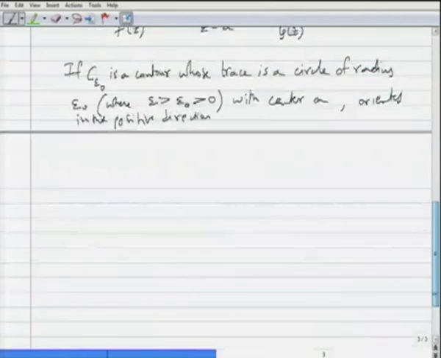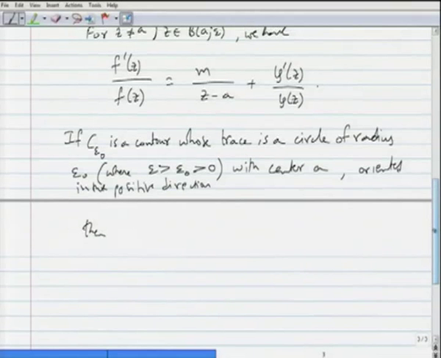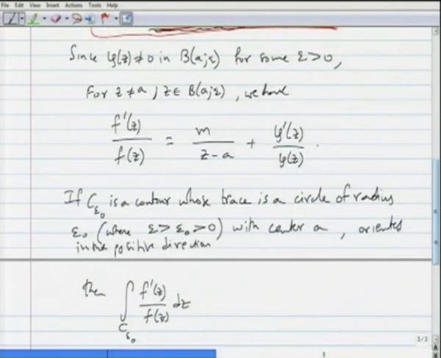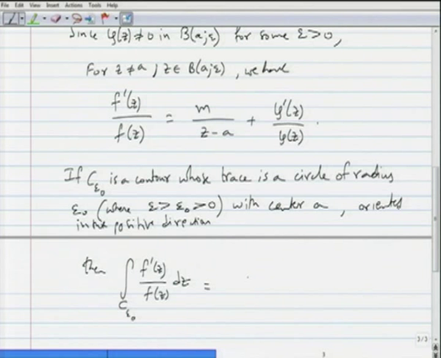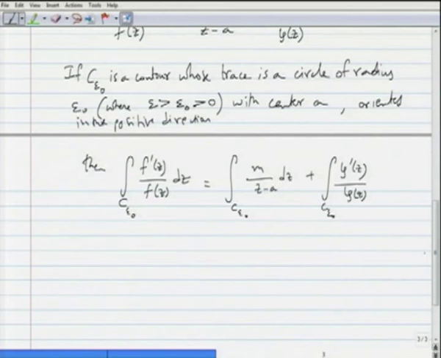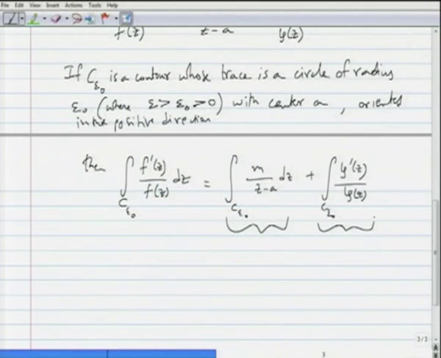then we know that the integral of the left hand side, the integral on C epsilon naught of f prime of z by f of z, exists. Firstly, because f is non-zero on any point on the trace of C epsilon naught, and this is equal to the contour integration of m by z minus a dz plus the contour integration of phi prime of z by phi of z dz on C epsilon naught. Notice that the first integrand on the right hand side is a multiple of the fundamental integral 1 by z minus a. And the second integral is the integral of an analytic function.